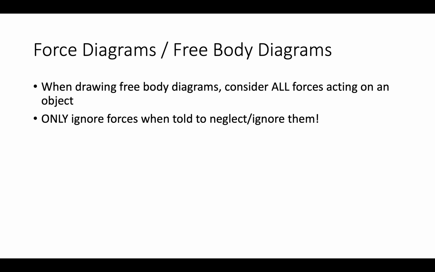Okay. So when you're drawing free body diagrams, make sure that you consider all the forces acting on an object and only ignore forces when you're told to ignore them. A lot of times it'll say ignore air resistance or ignore friction. When you're on a surface, remember to include normal force. When an object is falling, remember to include air resistance. When it's on a surface, remember to include friction. So those are some important things. When it's hanging from a string, make sure you include tension. So we'll do lots of practice with these in class.